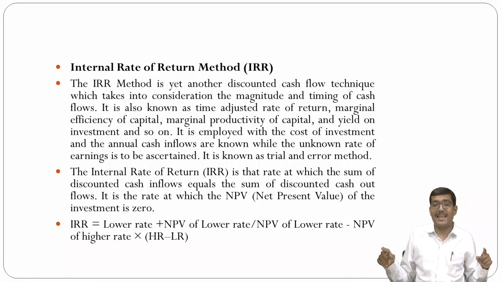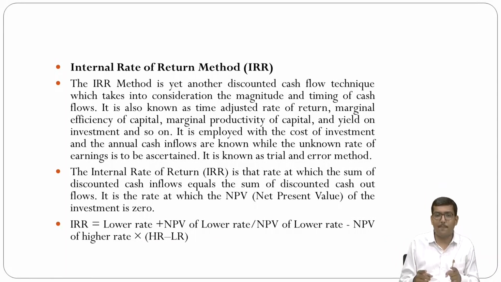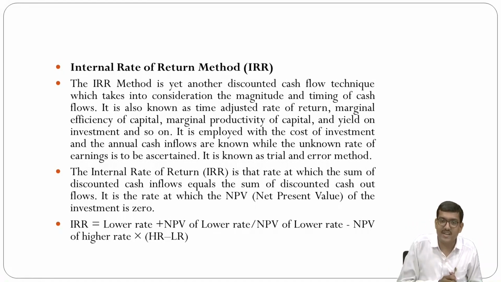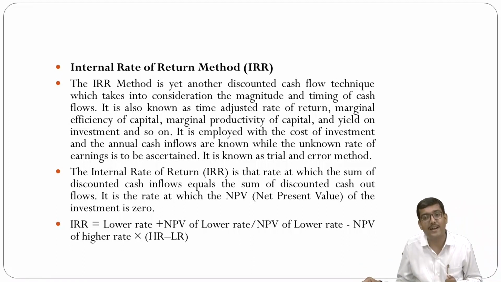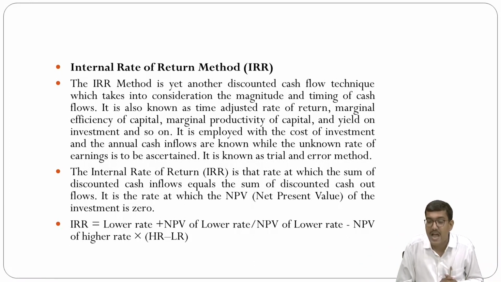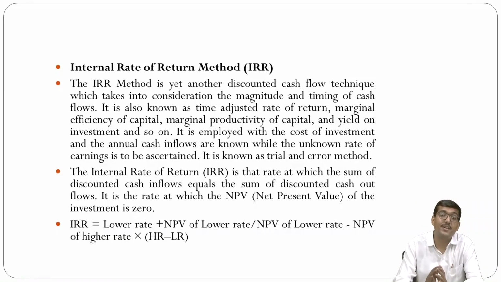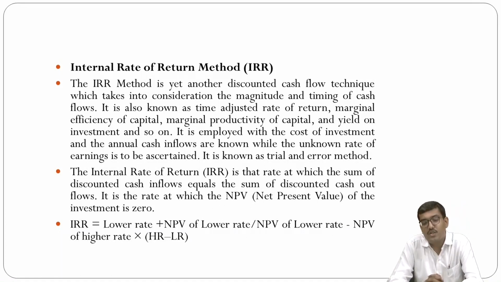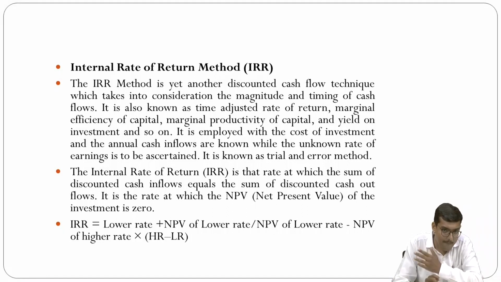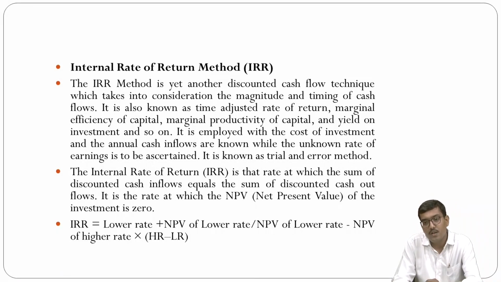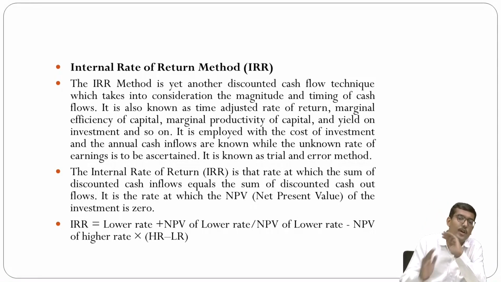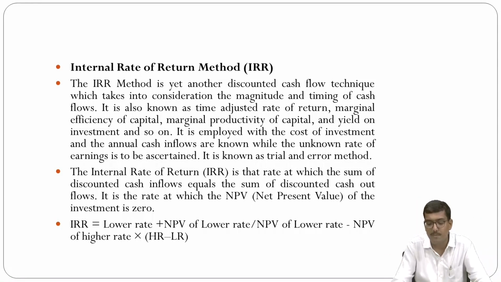So the formula of IRR is equal to lower rate plus net present value at lower rate, divided by net present value at lower rate minus net present value at higher rate, multiplied by higher rate minus lower rate. So these are the mathematical calculations of the different methods. We define all these methods in a practical sum, and in that particular practical sum you evaluate all these methods in an efficient manner.